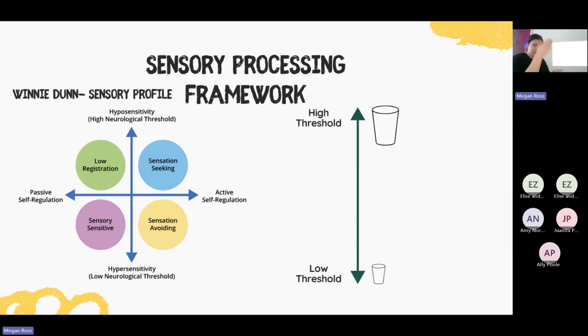So that is the up and down neurological threshold, and then the side by side, horizontal axis. I always say them wrong, even though I know what they are. On one side we have passive self-regulation, and the other side is active self-regulation. This continuum is talking about how we respond when our sensory needs are not being met in whatever way, maybe we're overstimulated or understimulated. It's about how we respond. And on one end, you have people who might be passive responders.